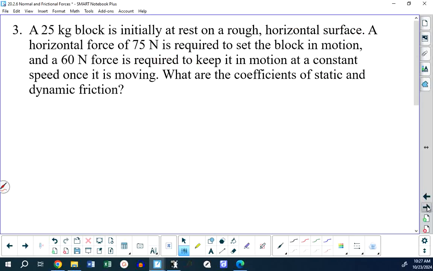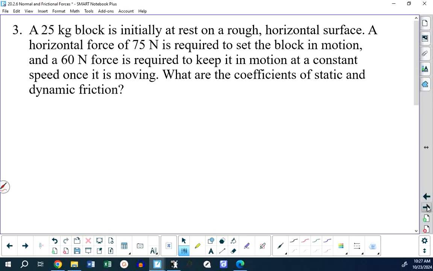A 25 kilogram block is initially at rest on a rough horizontal surface, and the force of friction on that surface is 75 newtons. Let's break this down. It says a horizontal force of 75 newtons is required to set the block in motion. So that's a force of friction. Be very careful here. This is subtle. That 75 newtons is an applied force.